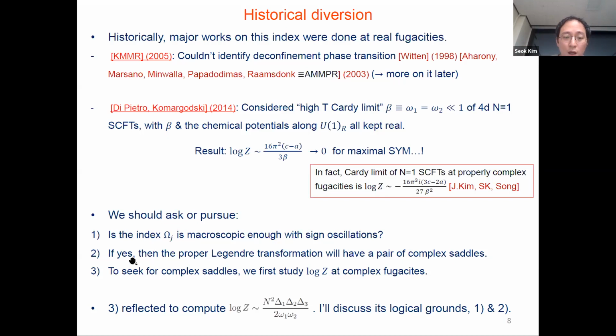Okay? And having in mind that you're going to seek the saddle point in the complex plane, you first have to compute the free energy of the grand canonical ensemble, taking these chemical potentials to be suitably complex. And this third point I've already explained; it has been taken care of by all three groups when they computed this. The first and second points are the logical ground of this third computation. So I'm going to explain this now.